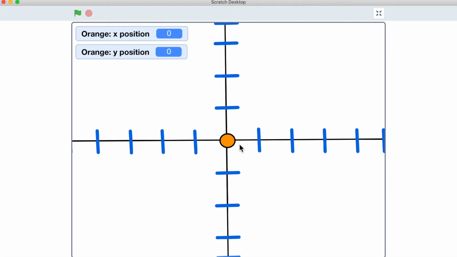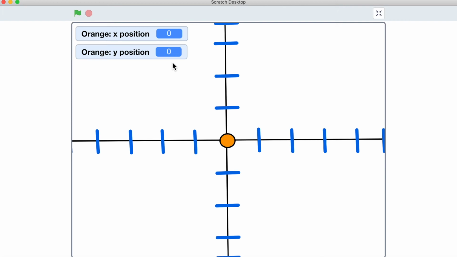Since this is the y-axis, you keep a watch on the y position. When we go up, it goes up by 50. Now the x position has not changed. So x is still 0, y is 50. 100, 150. Come down, back to 0. Now as we go down, you know what we expect. It will be minus.